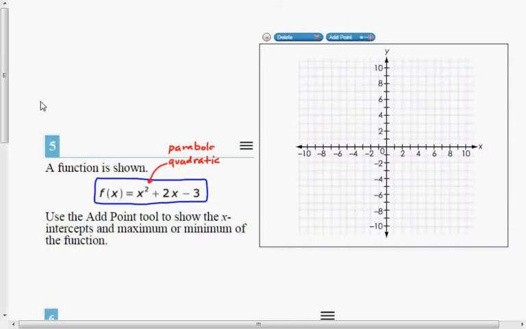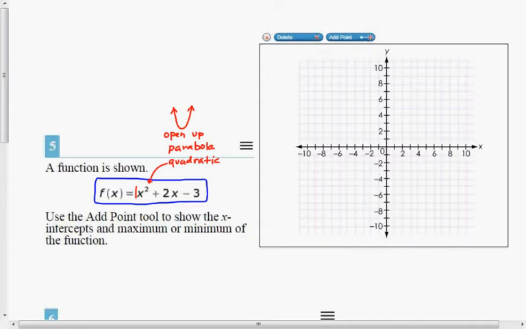You may also know that because the coefficient of the x squared term is a positive 1, we can conclude that this parabola will open up. It's not going to be an upside down parabola. It's going to be shaped like this. So that's what I know immediately about this.